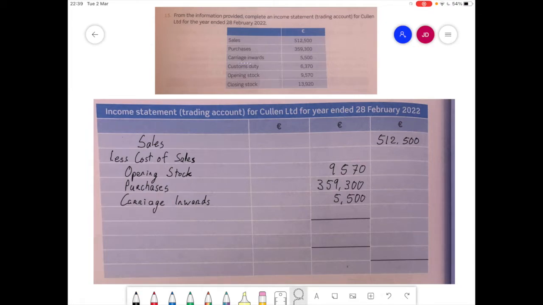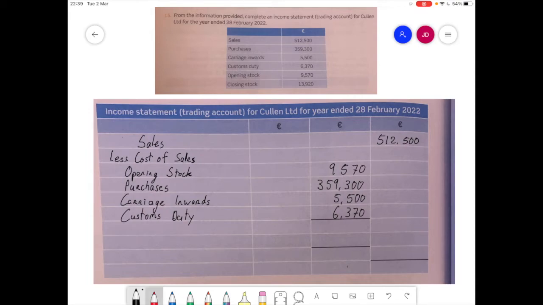Yes. Customs duty is there as well. So I have customs duties to pay of 6,370. Customs duties, also known as import duties, are taxes that we pay on goods that we import or bring into the country from abroad that is not from the European Union. We don't pay customs duties in the European Union because we have a free trade area, but more on that in the videos on the European Union and international trade.